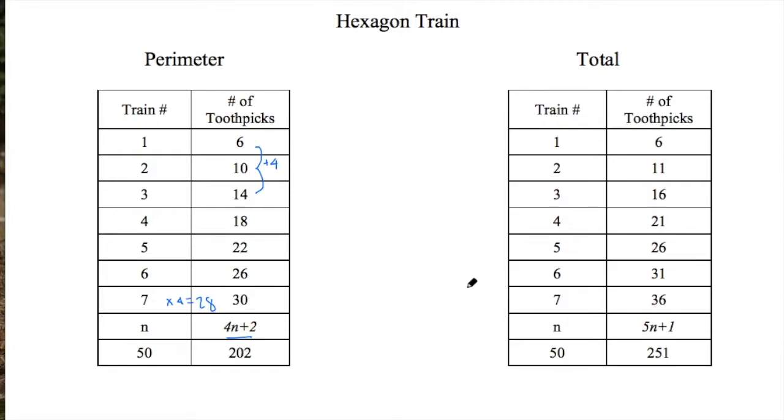Add 2 to get 202. And then for the hexagon, we see a pattern where we go 6, 11, 16. We're adding 5. We see our formula is 5n plus 1. And so multiplying 50 times 5 is 250 plus 1, 251.